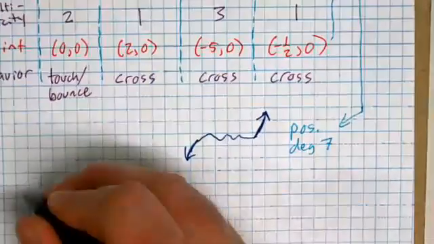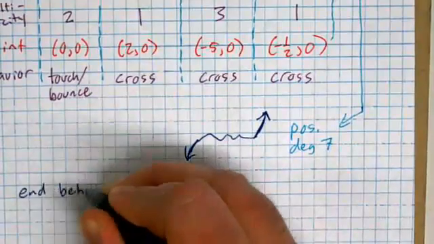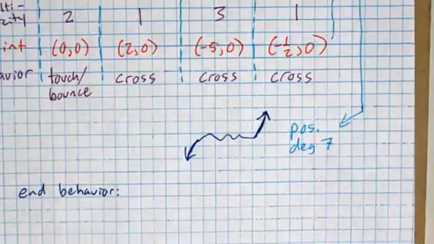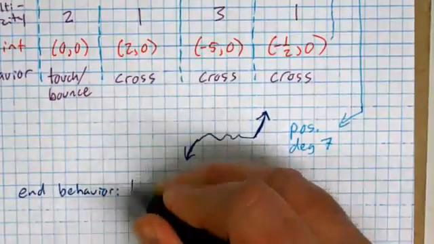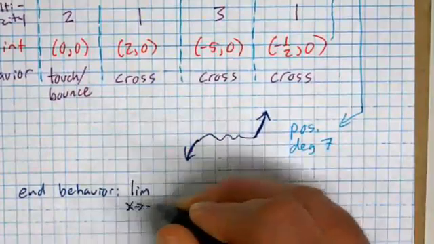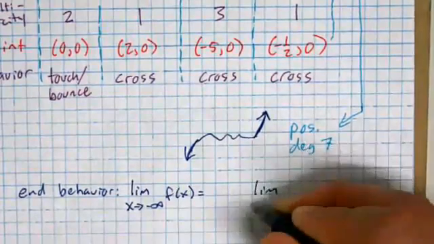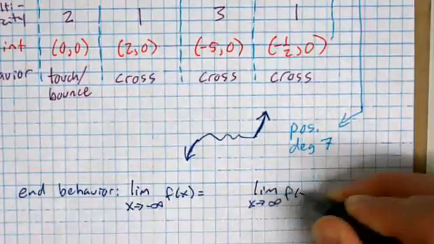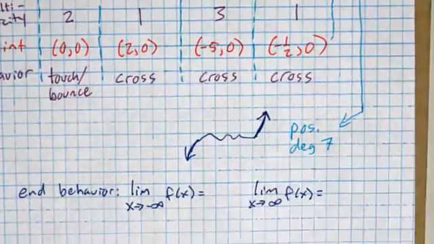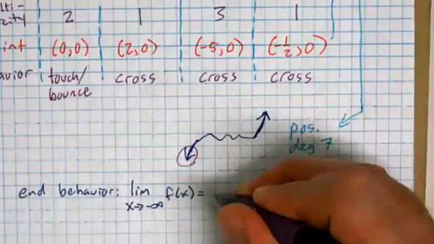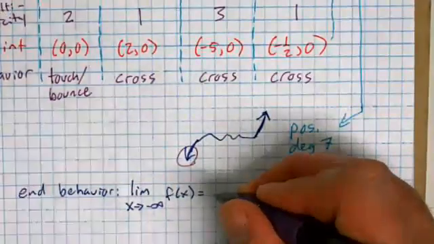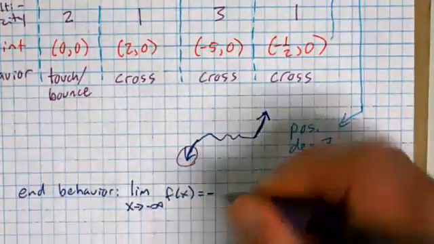So let's do our end behavior and write it out. Try and do this on your own. If you get stuck and you've got to look up here for hints, that's fine. But see if you can write out that end behavior in limit notation. We called this f of x, so I'm just being consistent with what we called it in the original problem.